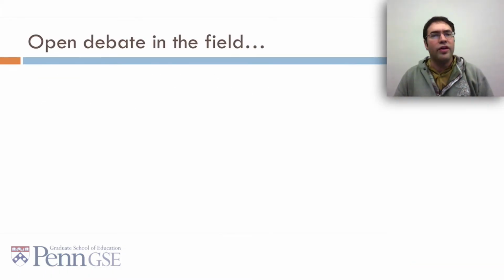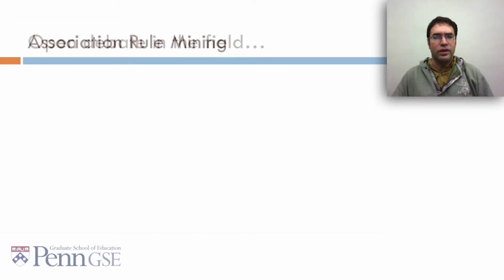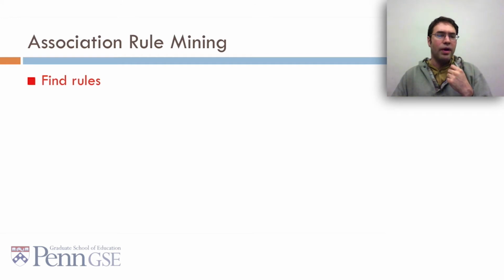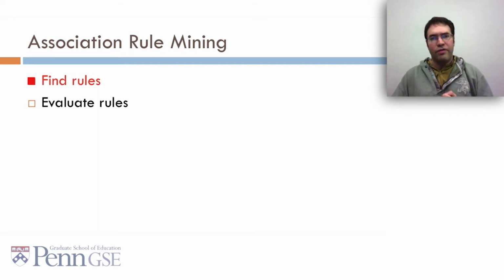It's an open debate in the field as to which is the best way to evaluate your association rules, but these are some reasonable guidelines, and you won't go all that wrong if you use them. So, we've talked about evaluating rules. Now let's talk about finding rules.